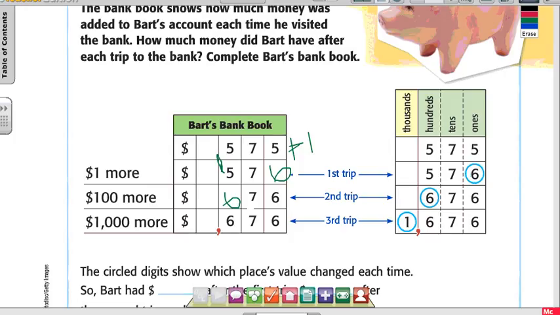And then on his third visit, they added $1,000 more. So what's 1 plus 0? 1. So they added 1 to the ones place. That gives you 6. They added 1 to the hundreds place. That gave you 600. And then they added 1 to the thousands place. That's 0 plus 1 is 1. That's how they got the numbers here on the right.